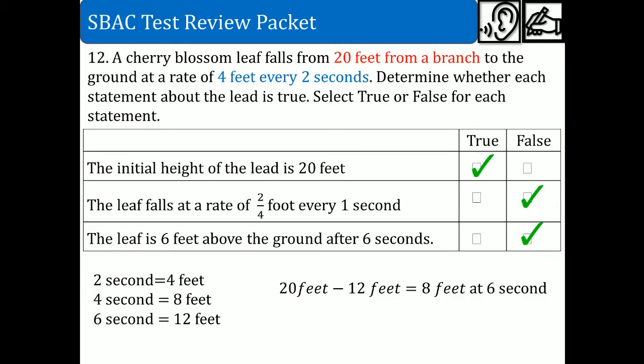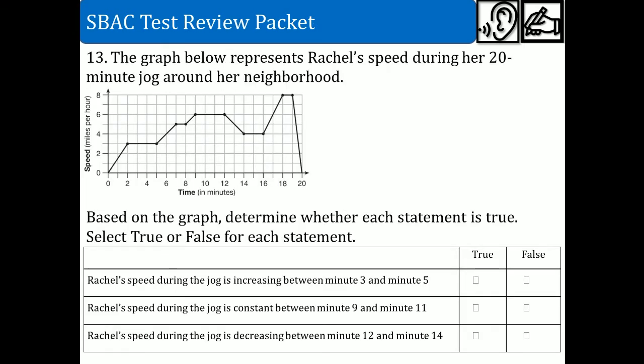Good? Okay. Let's look at now chapter 14, which is page 5, number 13. The graph below represents Rachel's speed during her 20-minute jog around her neighborhood. Based on the graph, determine whether each statement is true. Select true or false for each statement.